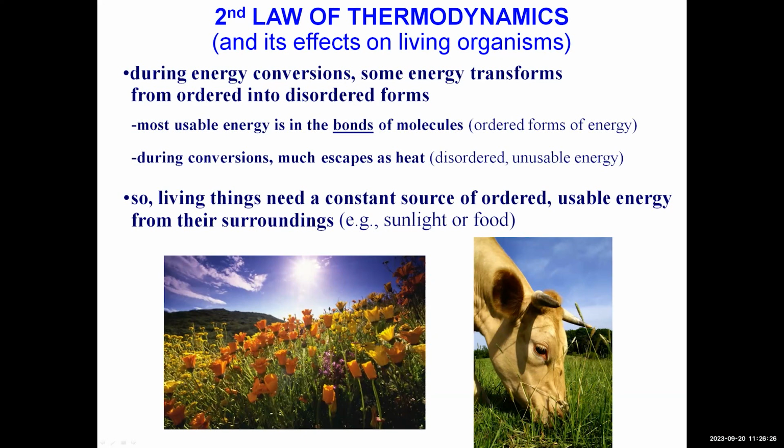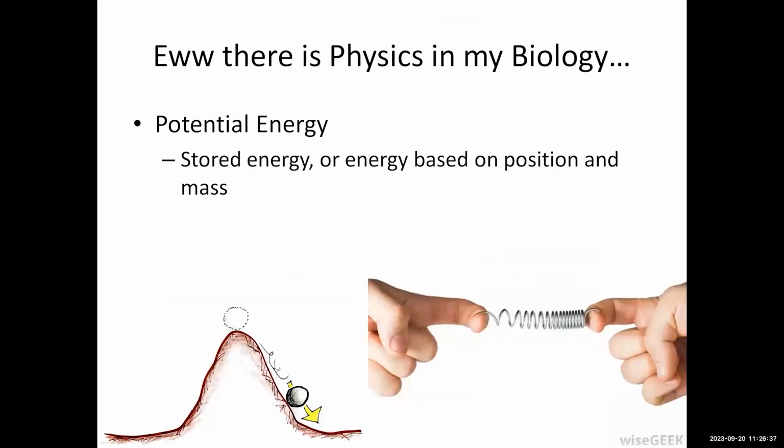So, why do we have to think about this? Well, we mentioned that most usable energy is in bonds. This is a type of potential energy, stored energy, or energy based on position and mass. Unfortunately, this is something that we often think about when it comes to physics. Most of the time, potential energy, as we think about it, is kinetic energy stored in the location an object is in. For example, the ball at the top of the hill has high potential energy. At the bottom of the hill, it has low potential energy.